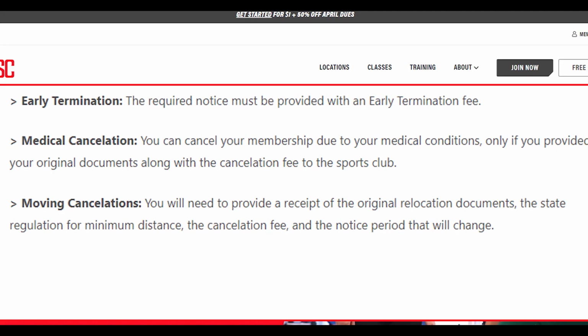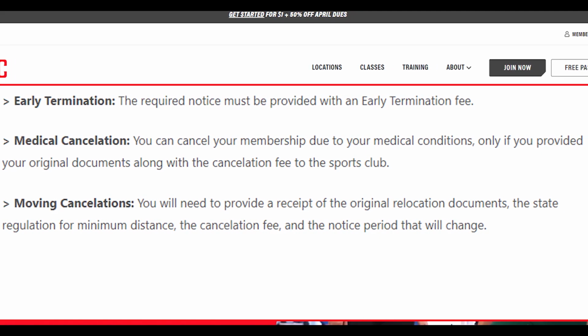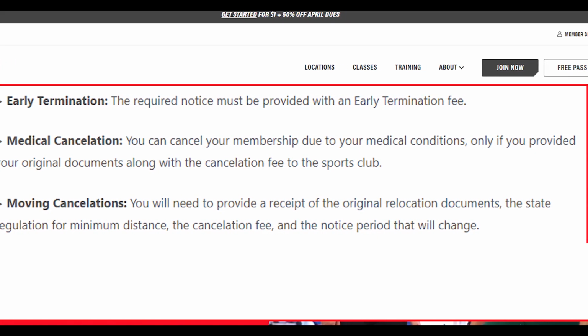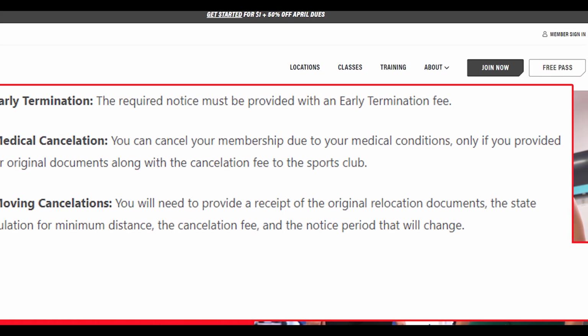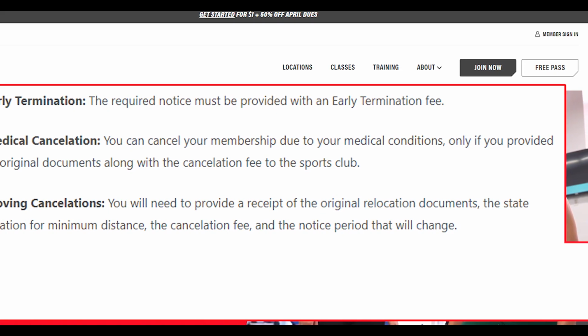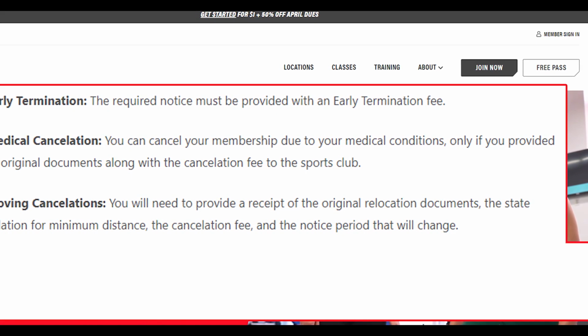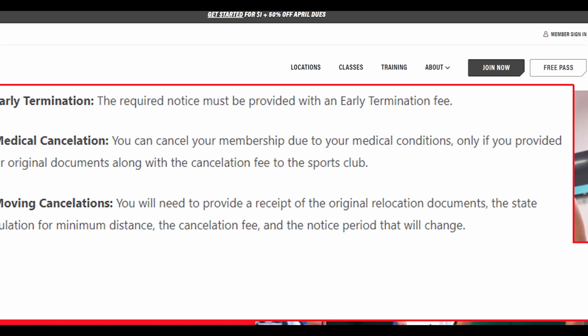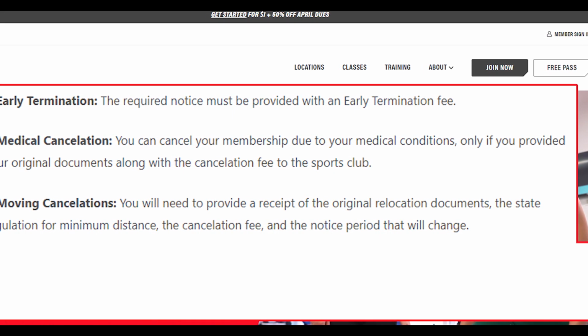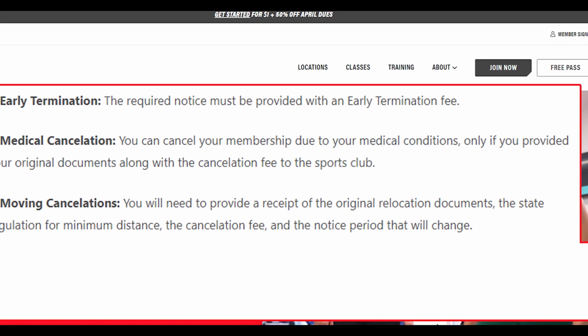As shown on your screen, you are allowed to cancel your NYSC membership under the following circumstances. Early termination, the required notice must be provided with an early termination fee. Medical cancellation, you can cancel your membership due to your medical conditions only if you provided your original documents along with the cancellation fee to the sports club.